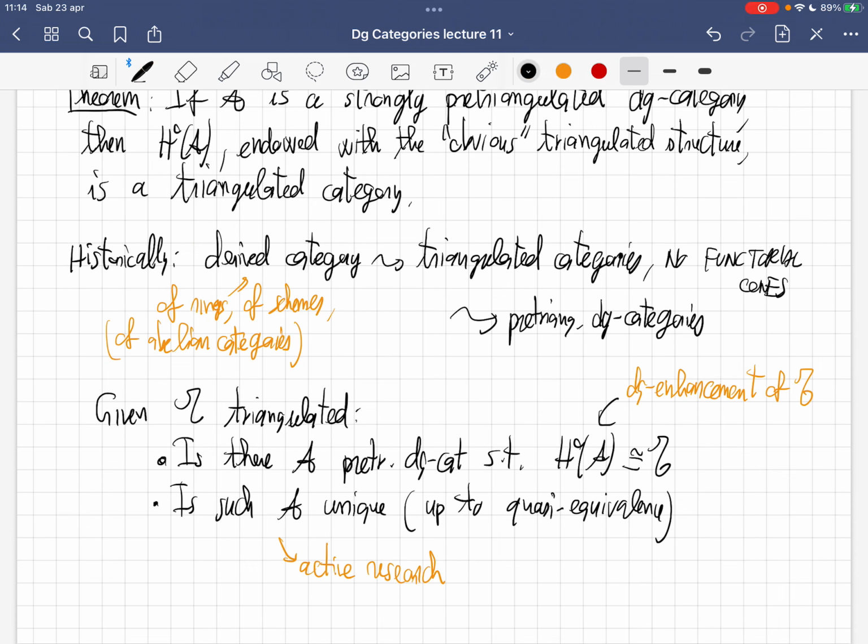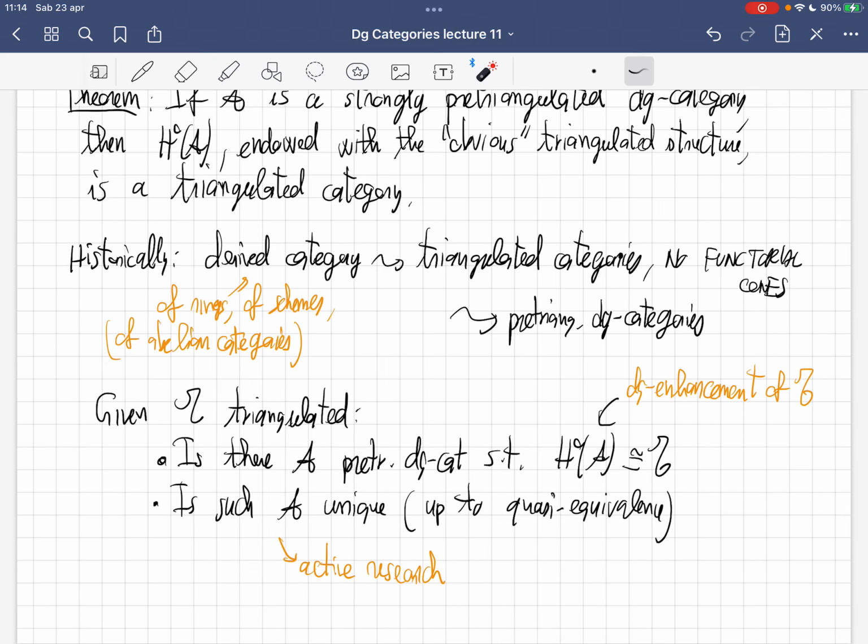In the best case, you would like your triangulated structure to uniquely determine the DG enhancement. So then you have just a unique DG enhancement, and many results have been proven, and there's still something to be done, I guess. Even for categories there are things to be understood, and you can think of them as research questions, not only for categories, but also for functors.